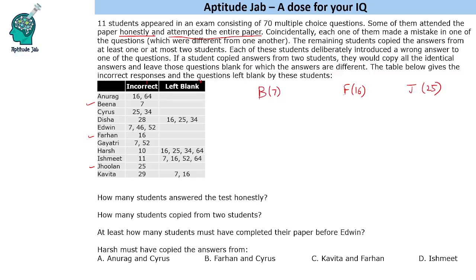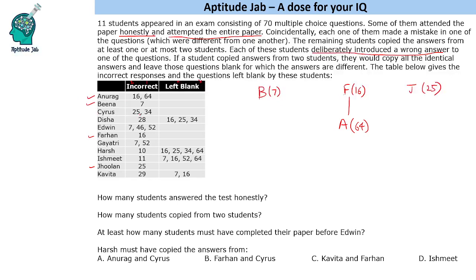And each of them deliberately introduced a wrong answer, so that means one of these answers they will get incorrect, because these students have also made a mistake, and they will also make another mistake. So those people will have two incorrect answers with no blank spaces. So let us see this Anurag. Anurag has got 16 and 64 incorrect. Now we know that Farhan got 16 incorrect. So that means Anurag copied from Farhan, and in order to hide himself, he made 64 incorrect. So Anurag must have copied from Farhan.